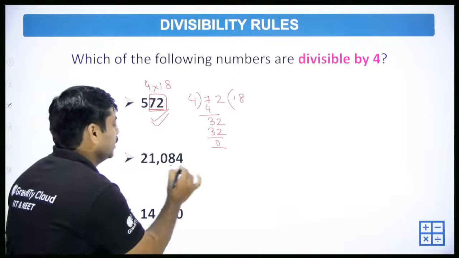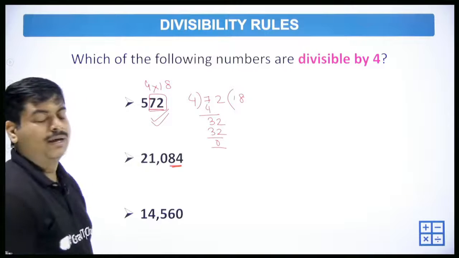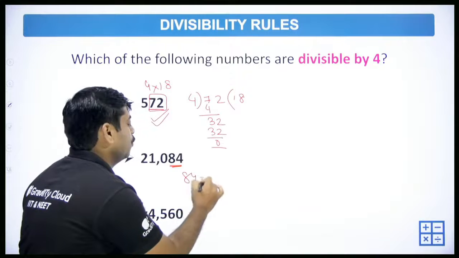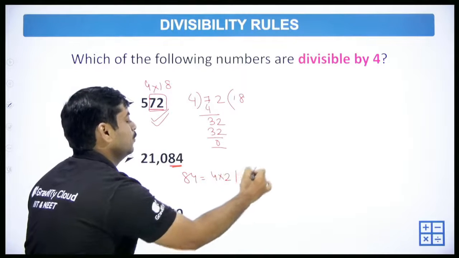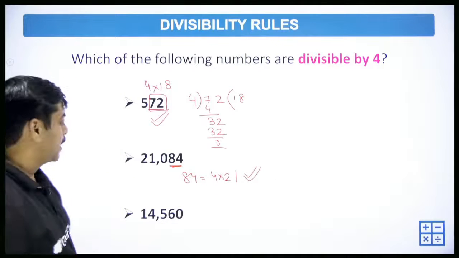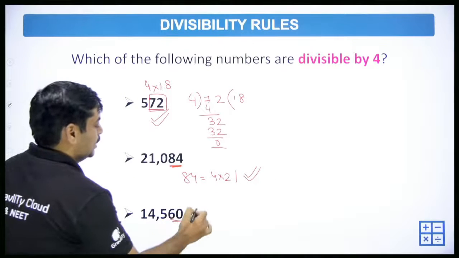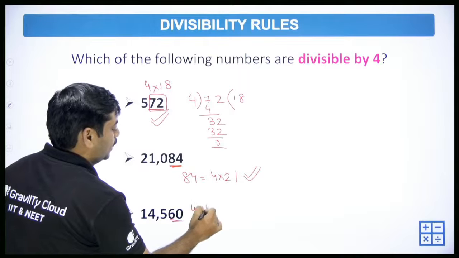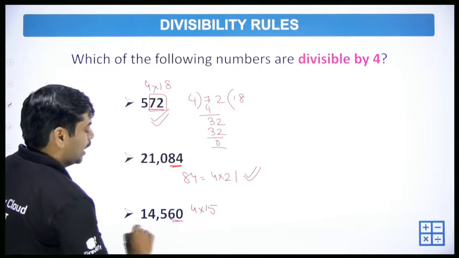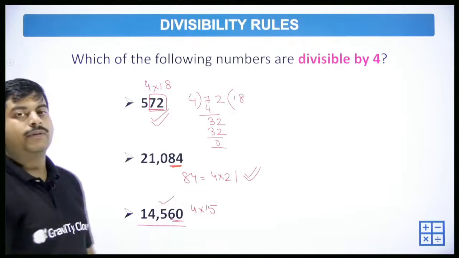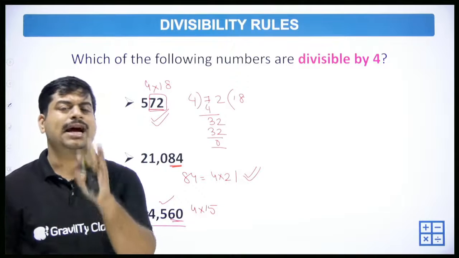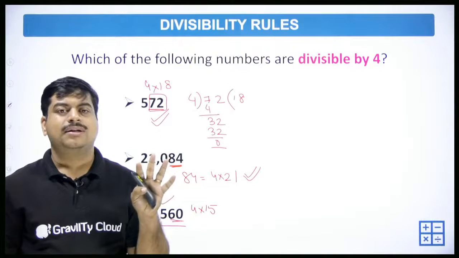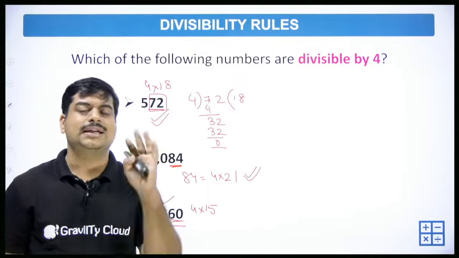21084. The last 2 digits, yes. 84 is 4 into 21, it is divisible. 60, that is 4 into 15. Yes, it is divisible. So the entire number is divisible. So with number 4, just check the last 2 digits, it is enough.